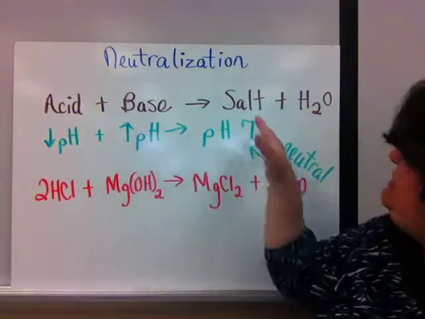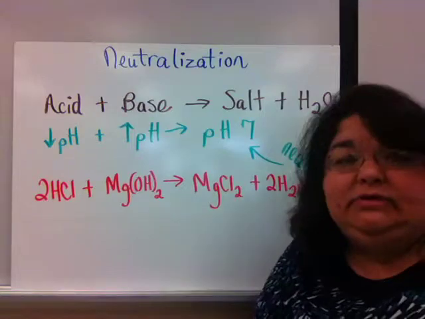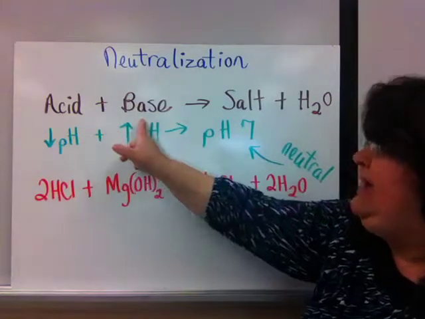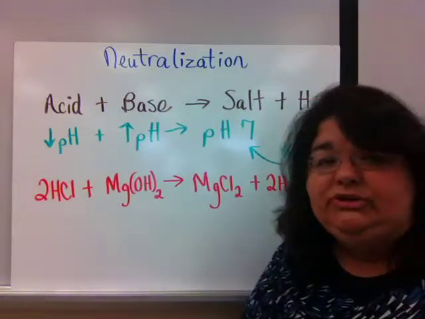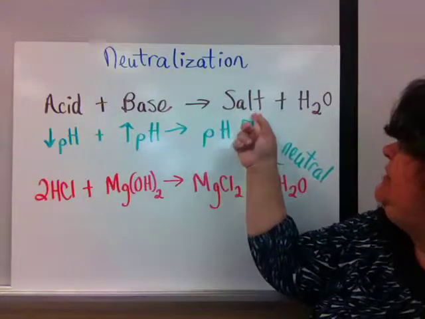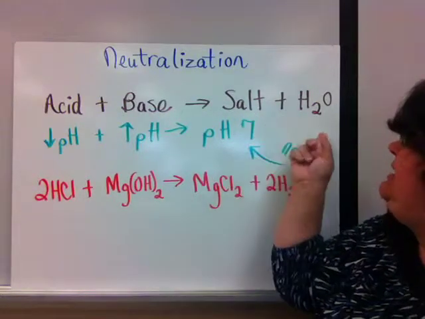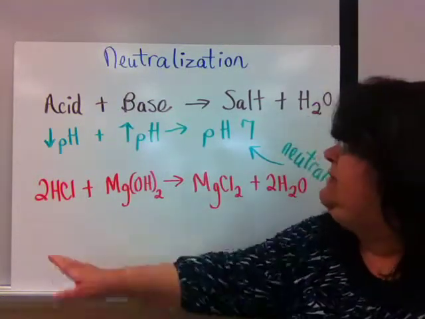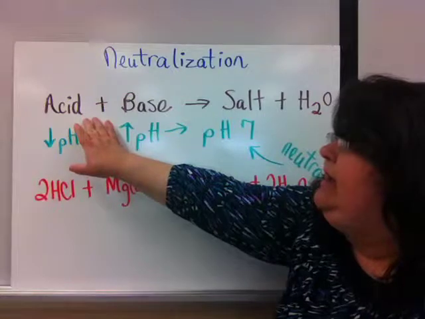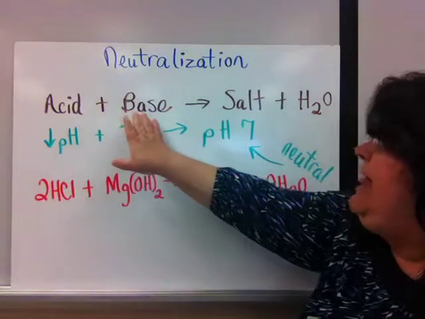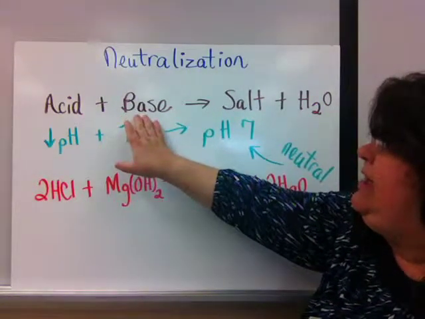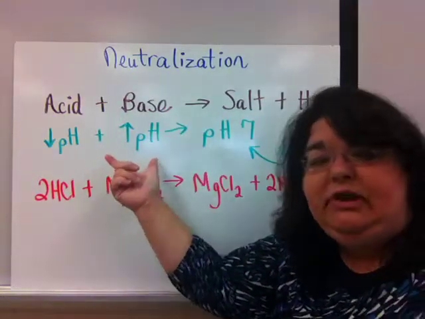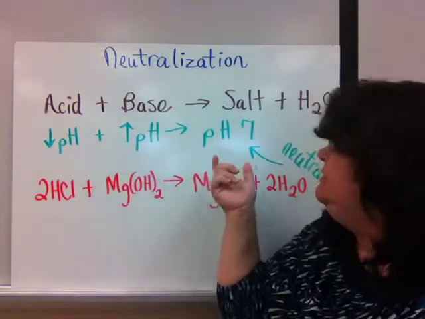And so this equation I have set up here is the process of neutralization. When we add an acid to a base in the right proportions, we will get a salt and water. The reason that happens is because that hydrogen ion in the acid will react with the hydroxide ion in the base to form the water. And the stuff that's left over will form the salt.